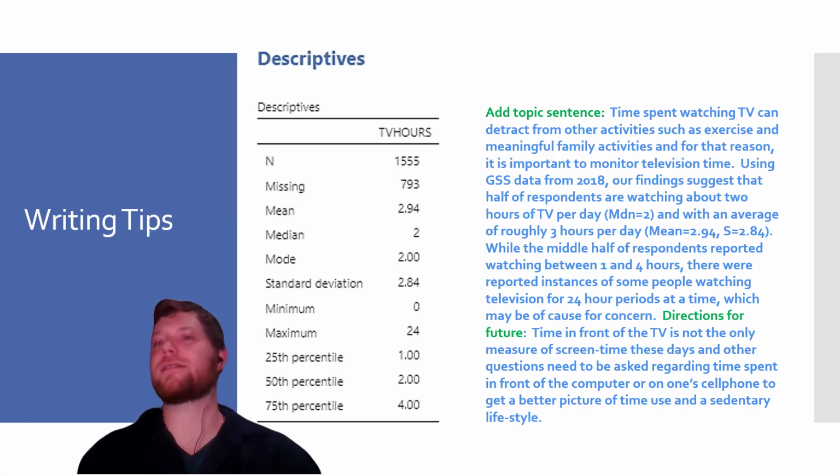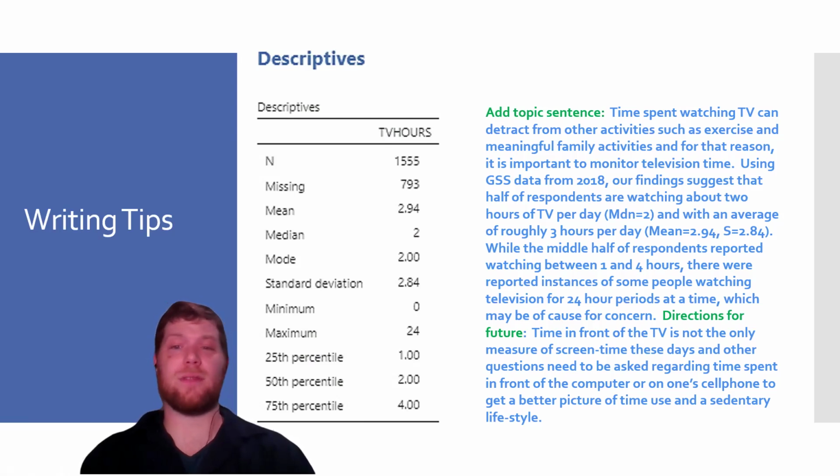Your opinions do matter. Using GSS data from 2018, our findings suggest that half the respondents are watching about 2 hours of TV per day, with an average of roughly 3 hours. So the mean is 2.94, standard deviation 2.84. While the middle half of respondents reported watching between 1 to 4 hours, there were reported instances of some people watching TV for about 24 hours, which may be a cause for concern. Then suggest directions for the future.